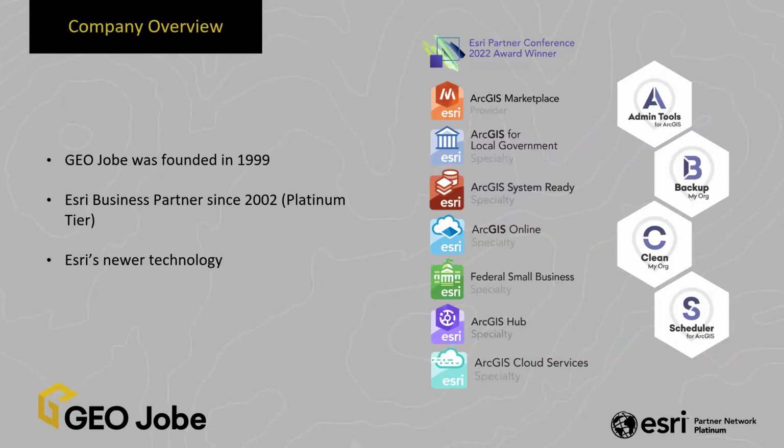Just a little background about GEO Jobe. We were founded in Nashville, Tennessee by Neil Jobe, who originally offered professional services, GIS training, and sold GIS equipment. We have since moved our headquarters to Gulfport, Mississippi, and we focus on our services and offering a suite of products to simplify the lives of GIS users, which we will go over today. We're also a platinum partner of Esri and have been a partner of Esri since 2002. We also are early adopters of Esri's newer technology. So if anything ever comes out, we are usually the beta testers that help Esri to find the bugs first.